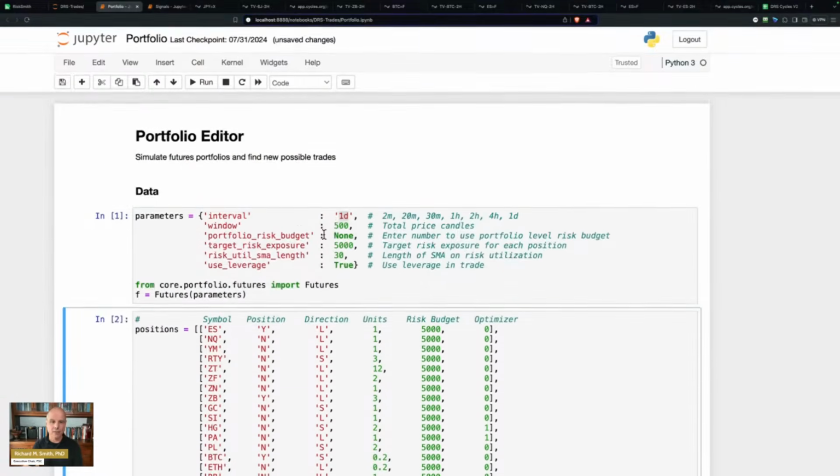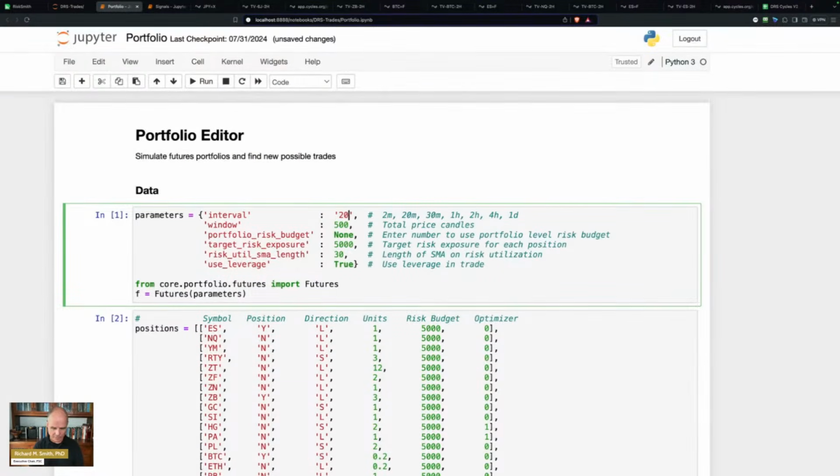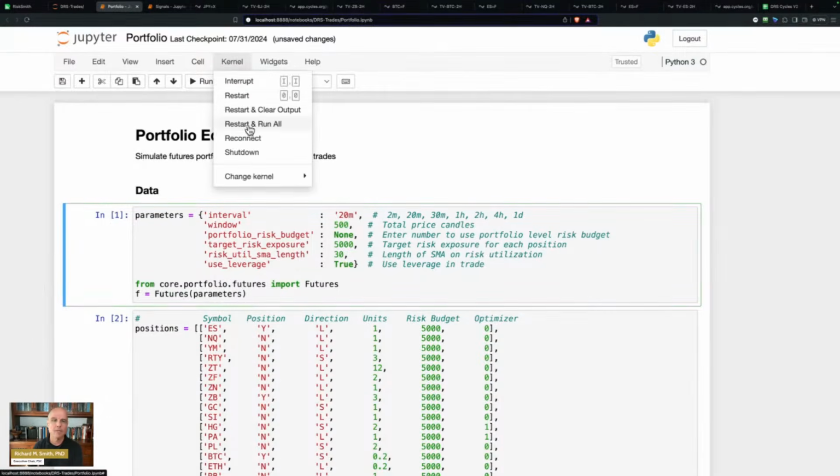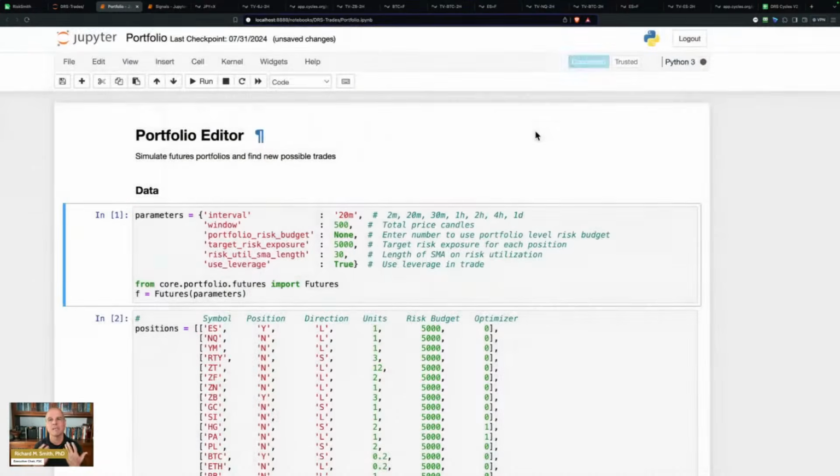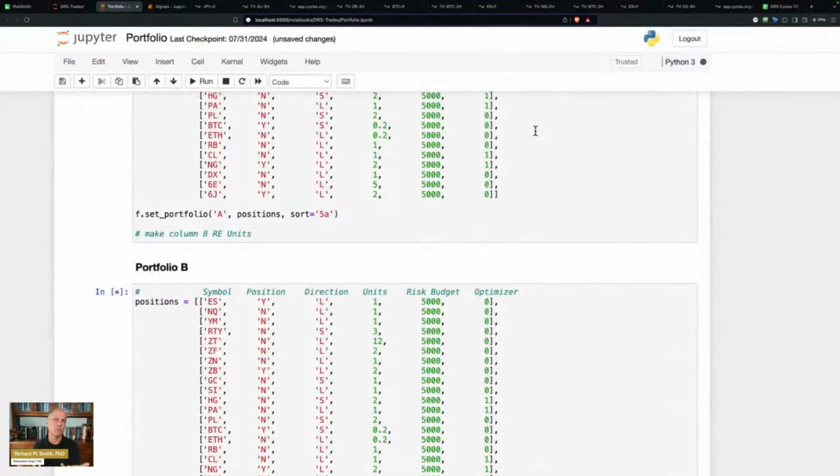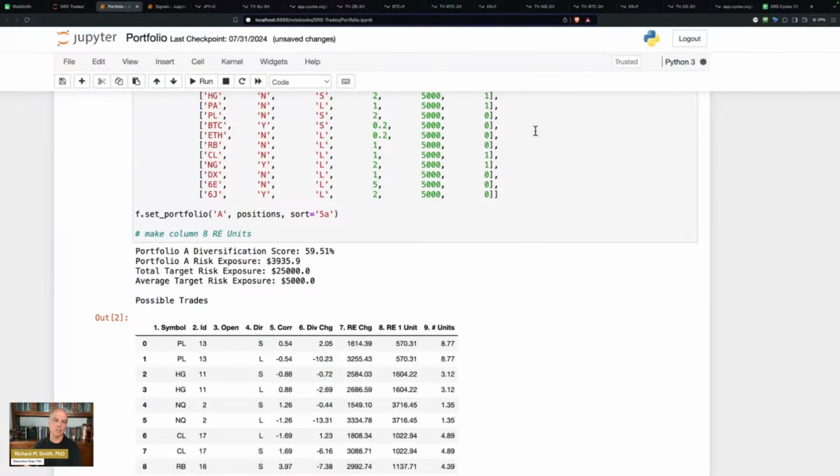Conversely, I could go the other direction. What if I'm going to hold it for 20 minutes? I'm using 20-minute bars. So 10 20-minute bars would be a little more than 3 hours. If I said I'm going to hold this portfolio for up to 3 hours, my exposure went down to $3,935.